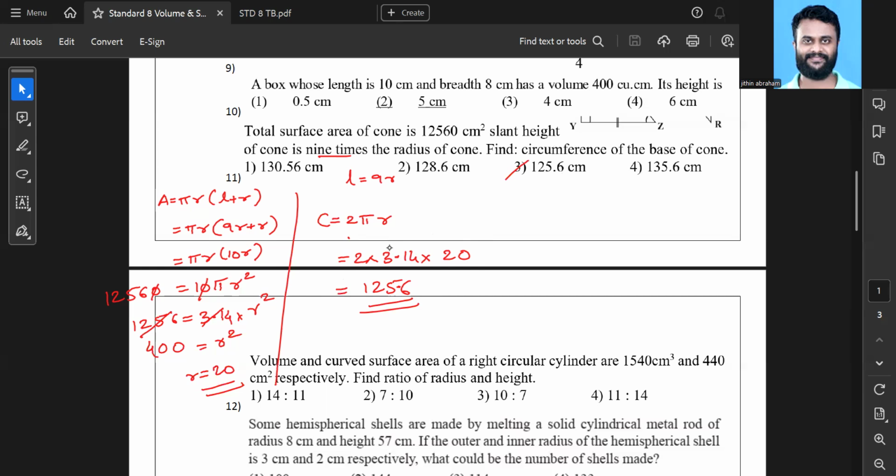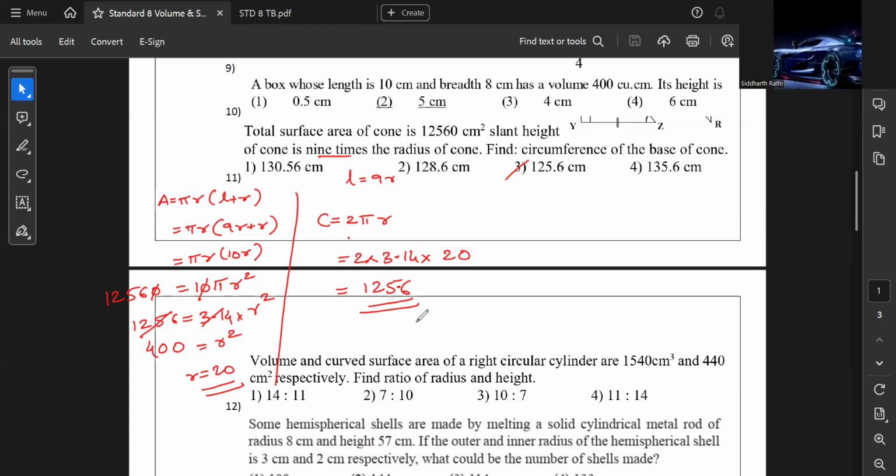Am I clear? Sir, your voice is cracking. 125.6. Okay, my voice was cracking. But was I clear? Is the sum understood? Sir, your voice is cracking so much that we can't hear you properly. My goodness. Am I audible now? Yeah, sir, you're audible now. Was the sum clear to you guys? Yes. Okay.